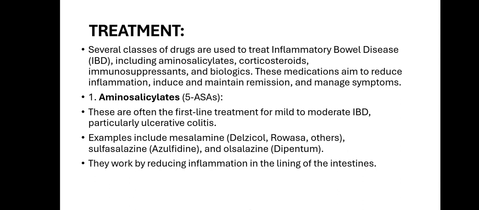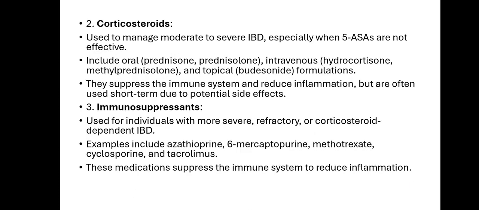Aminosalicylates. These are often the first-line treatment for mild to moderate IBD, particularly ulcerative colitis. Examples include mesalamine, sulfasalazine, and olsalazine. They work by reducing inflammation in the lining of intestines. Corticosteroids. Used to manage moderate to severe IBD, especially when 5-ASAs are not effective, include oral prednisone, prednisolone, intravenous hydrocortisone, methylprednisolone, and topical budesonide formulations. They suppress the immune system and reduce inflammation, but are often used short-term due to potential side effects.